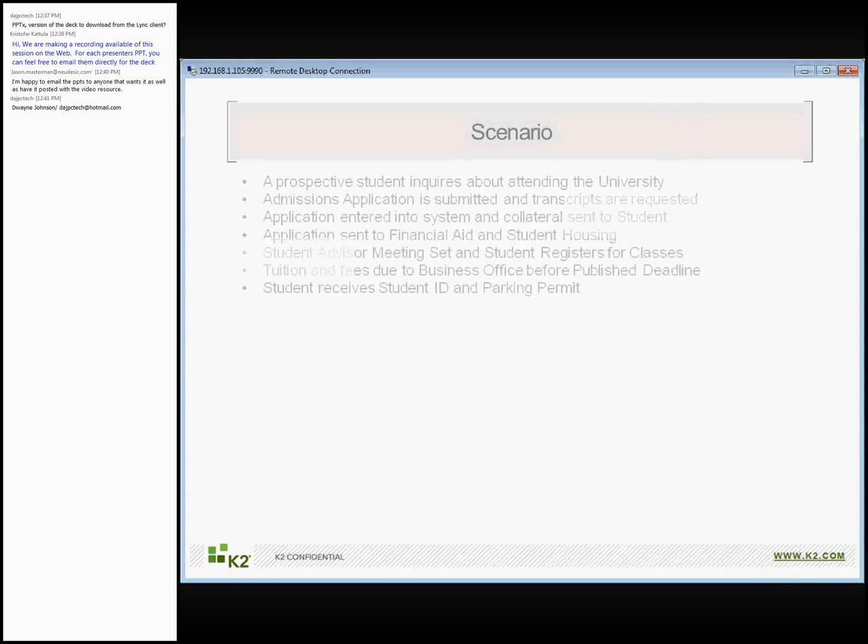An example of this scenario, and again, a very simple scenario. A prospective student inquires about attending, admissions applications, we're all familiar with this, sent to financial aid, student housing, we then make sure we get our student ID and parking permit. All those scenarios that come into place might be separate processes or encompassed in one full process.